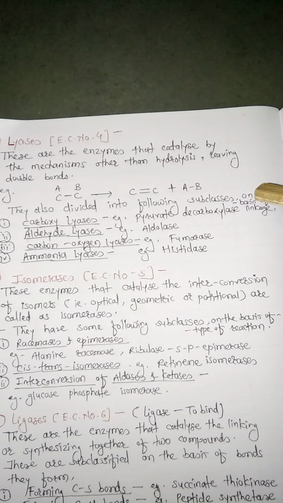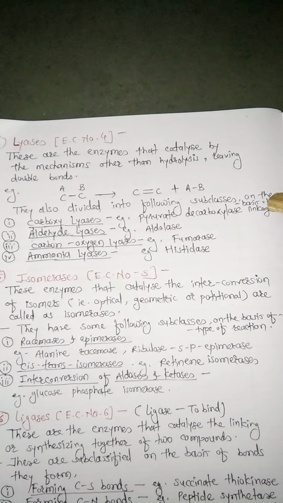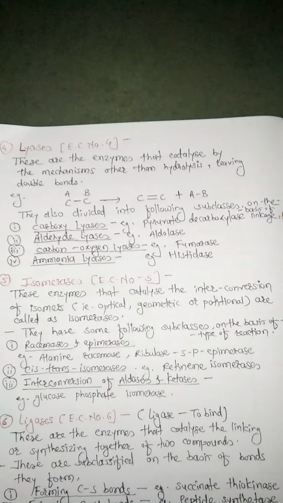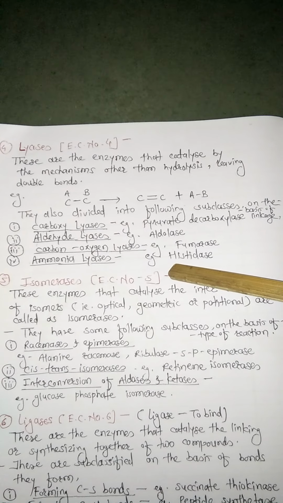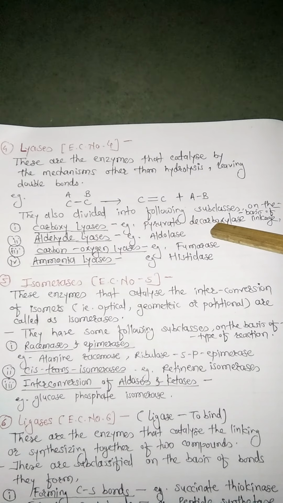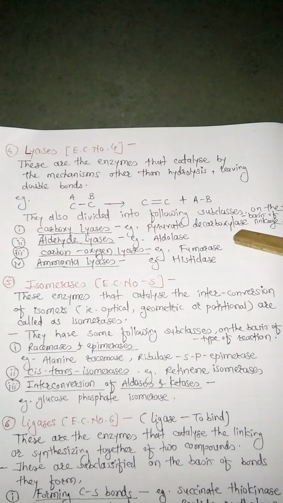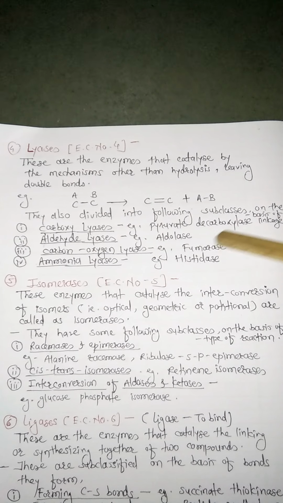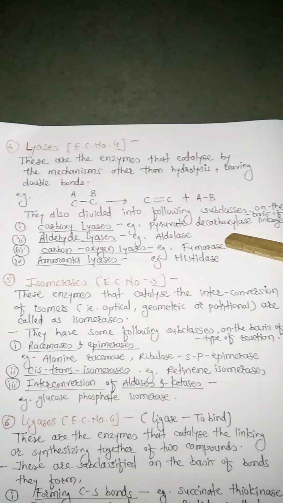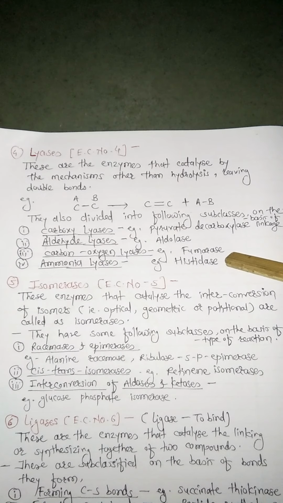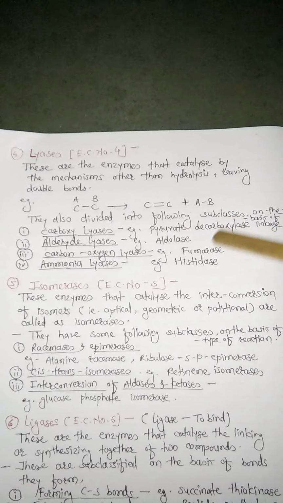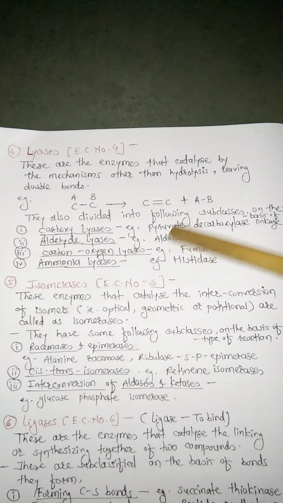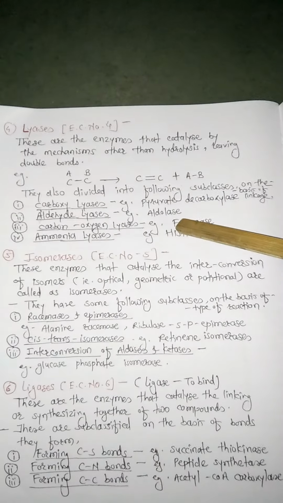It is again divided into the following subclasses on the basis of their linkage. Carboxylases, example pyruvate decarboxylase; aldehyde lyase, aldolase; carbon-oxygen lyase, fumarase; ammonia lyase, histidase. So these are the four subclasses of the lyases. In all of these, a double bond will be formed.